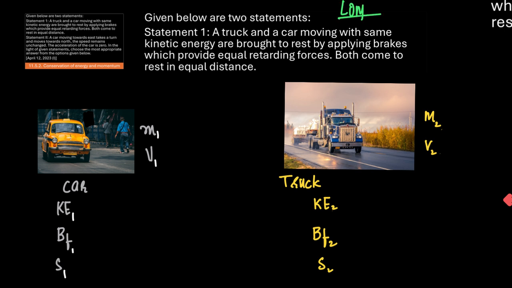So what is statement 1? A truck and a car moving with the same kinetic energy. So we have a truck and a car with the same kinetic energy, so KE1 and KE2 are the two kinetic energies, and we can say KE2 is equal to KE1. They are brought to rest by applying brakes which provide equal retarding forces. So we have braking force 1 and braking force 2. Both come to rest in equal distance is the claim, so we go for the hypothesis that S1 is equal to S2. Let's see how and why.